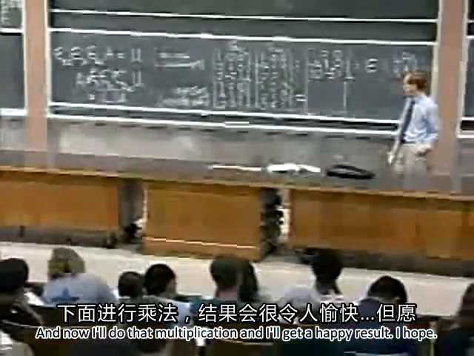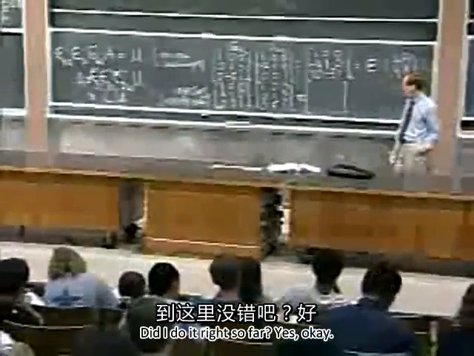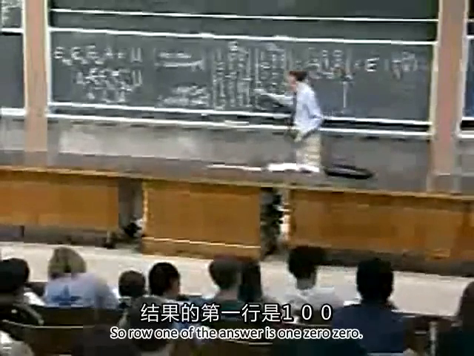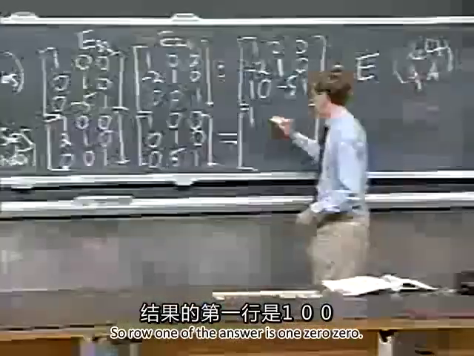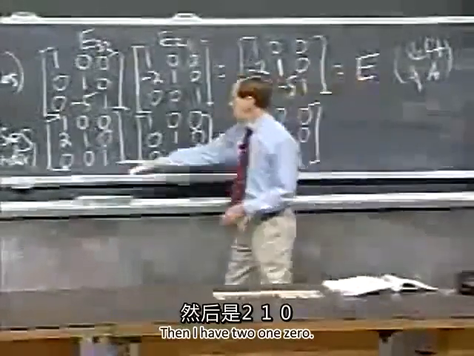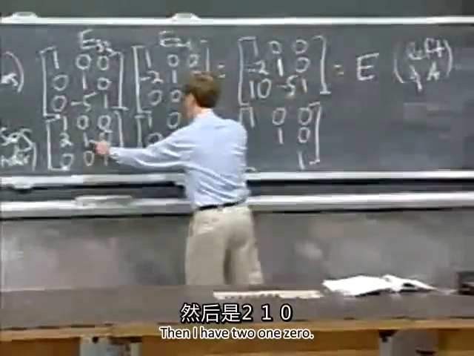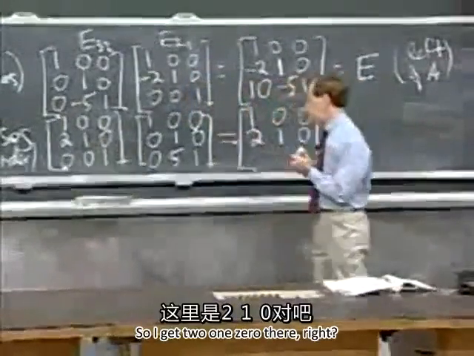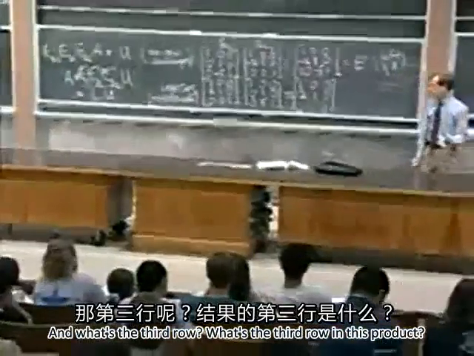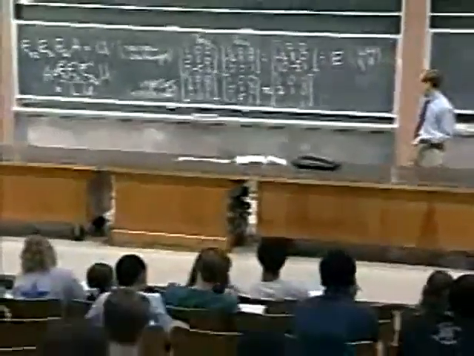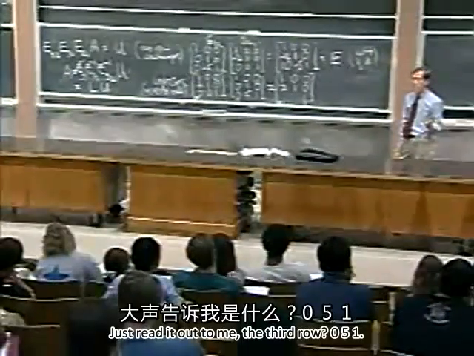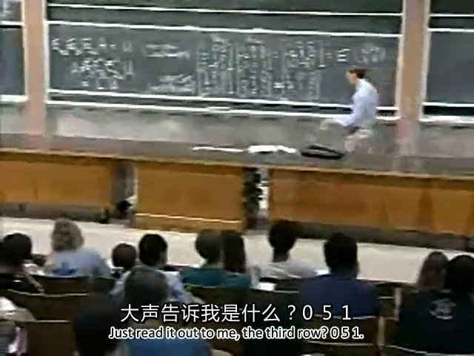I hope. Did I do it right so far? Yes? Okay, let me do the multiplication. I believe it comes out. So row 1 of the answer is 1 0 0. Oh, I know that all this is going to be that, right? Then I have 2, 1, 0. So I get 2, 1, 0 there, right? And what's the third row in this product? Just read it out to me, the third row. 0, 5, 1.